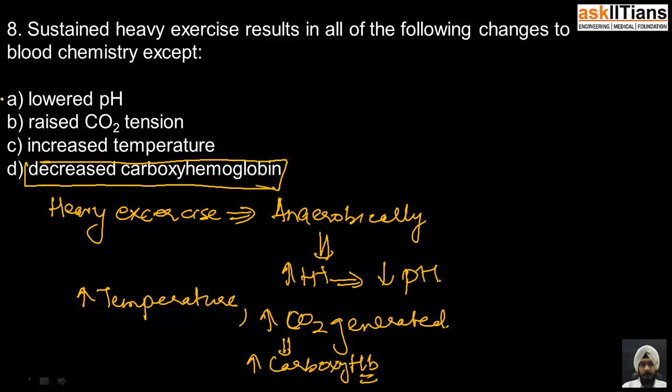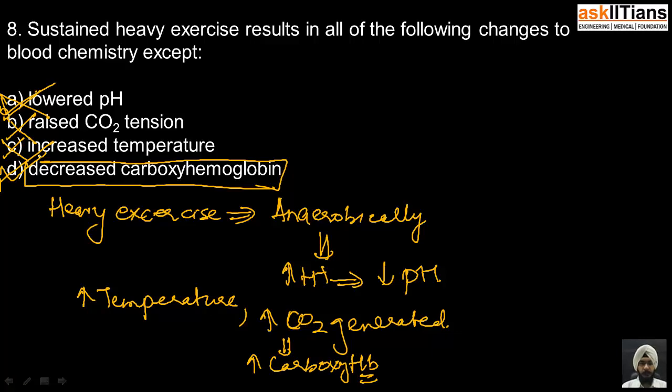So there will be a lowered pH. So this is an incorrect option. There will be raised CO2 tension. So this is also an incorrect option. There will be an increase in temperature. So the only option which will not occur is the decreased carboxyhemoglobin. In fact, the carboxyhemoglobin content will increase due to the increase in CO2 generated. So the correct answer is D, decreased carboxyhemoglobin.